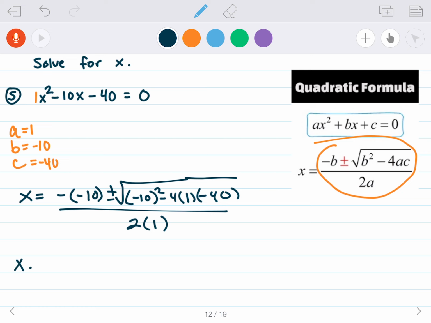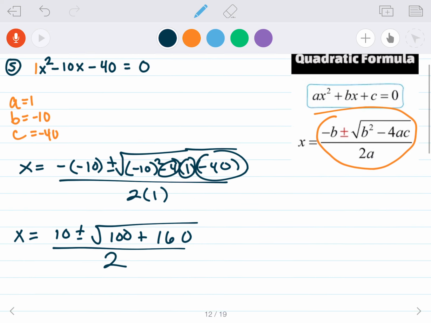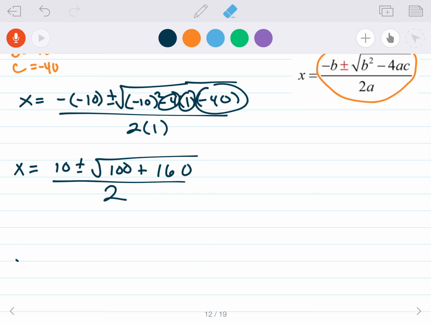Okay. Cleaning up the outside, these double negatives can be reduced to a positive 10. And on the inside, negative 10 squared is 100. Negative 4 times positive 1 times negative 40 is positive 160. And that's all divided by 2 times 1 is 2. So we get x is equal to 10 plus or minus the square root. 100 plus 160 is 260, all divided by 2.